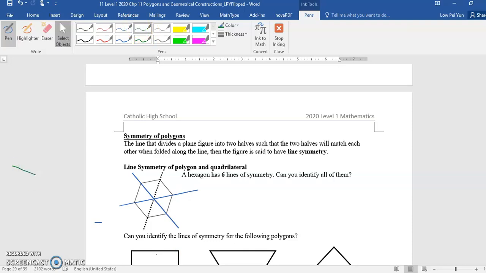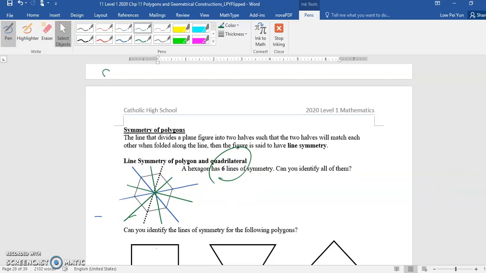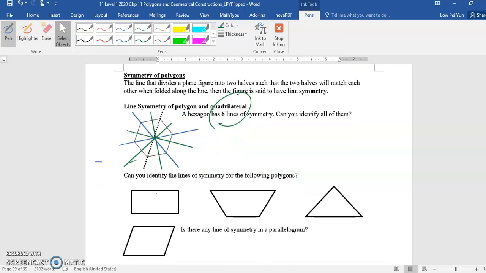Yes, because we can still cut this into 2, such that half is the mirror image of the other half. Please draw nicely. I'm sure you can draw nicer than me. And this way, then we have a total of 6 lines of symmetry. Moving on, this rectangle, do you think there is only one line of symmetry, or are there more? Okay, so we can have this horizontal line of symmetry and this way down.